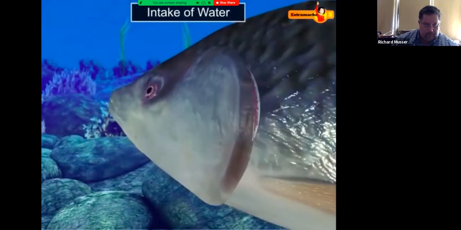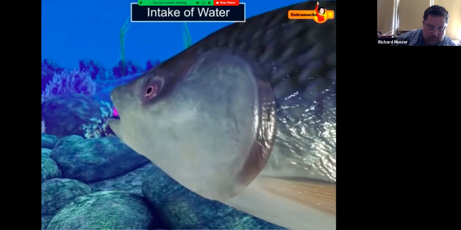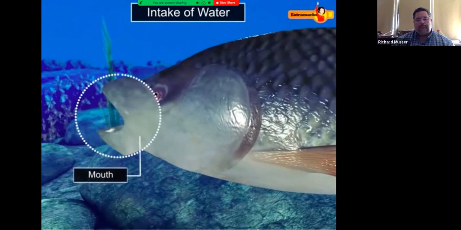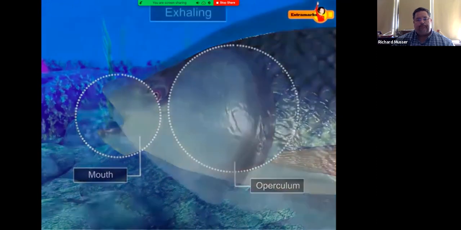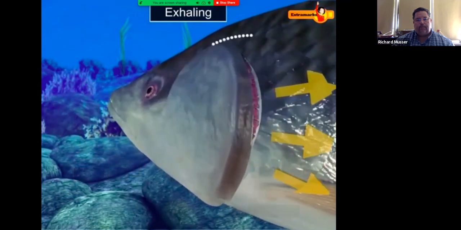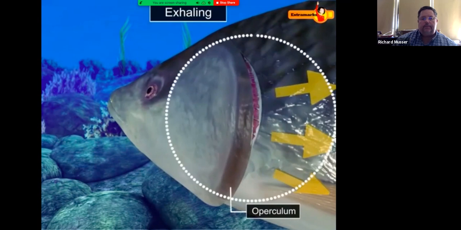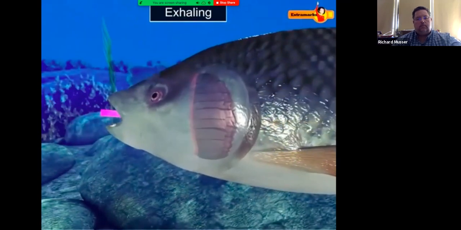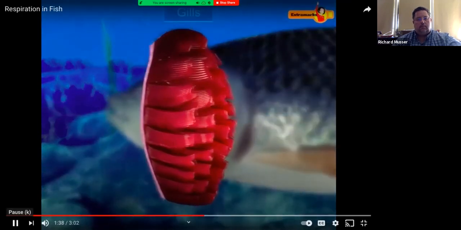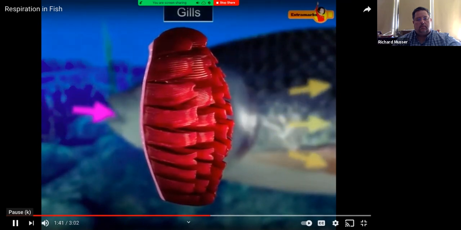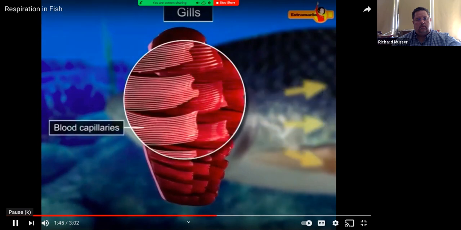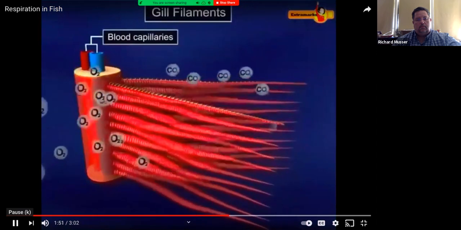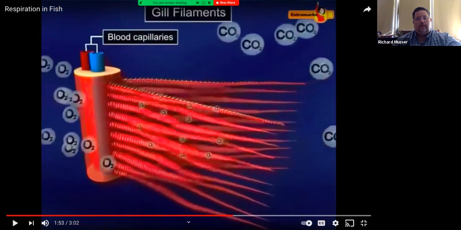During the process of exchange of gases, a fish first gulps water through its mouth. At the time of the intake of water, the mouth opens while the operculum remains closed. The fish then closes its mouth and opens the operculum to force the water out through the gills. The color of the gills is dark red or brown red because of the presence of a large number of blood capillaries in it. These capillaries come in close contact with the current of water crossing the gills. And then you can see the lamella on top.